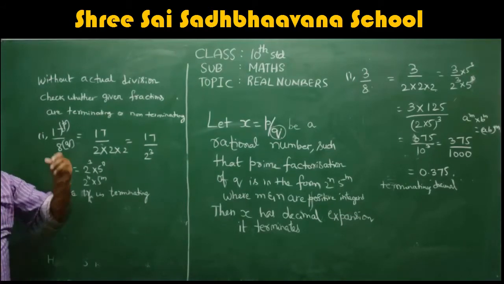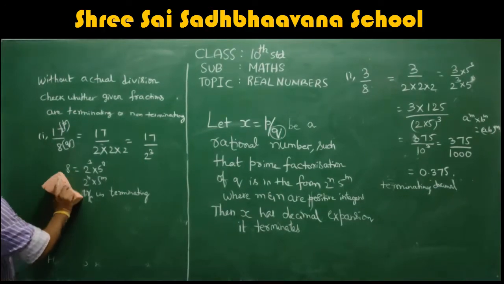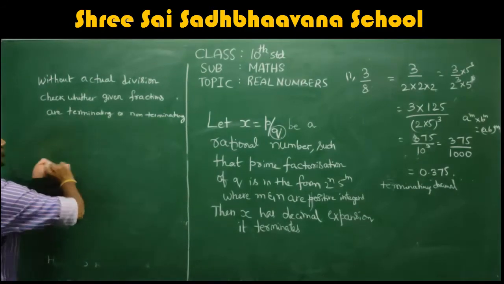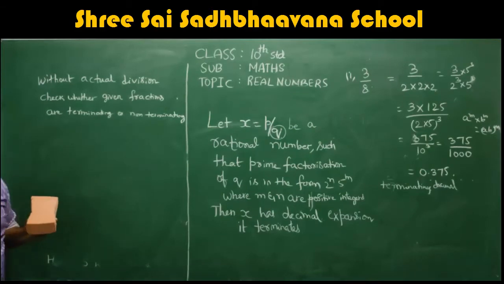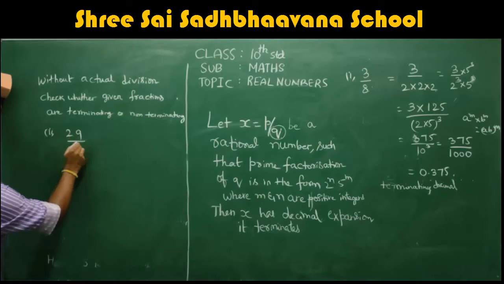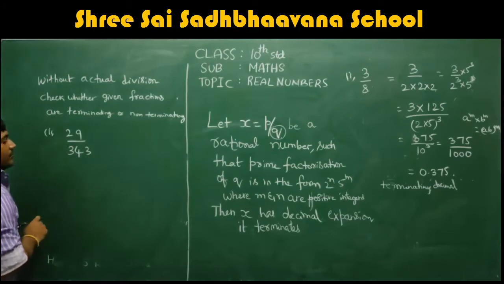Let me take an example which is not able to be written like this, so that you will understand. This is one sum, and let me take one more example. Because the prime factors of q consist of 2 and 5, that's why it is terminating. Otherwise, it is not terminating. 29 divided by 343 we will take. See this, you can easily understand the difference between the last sum and this sum.